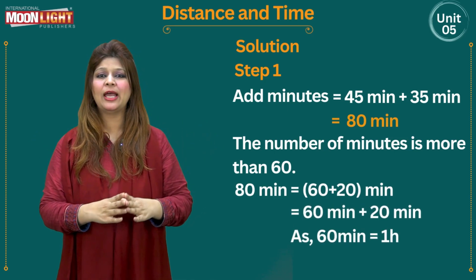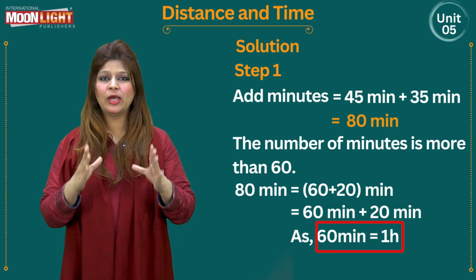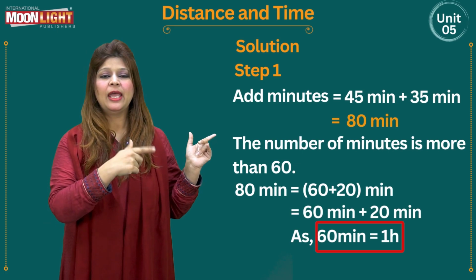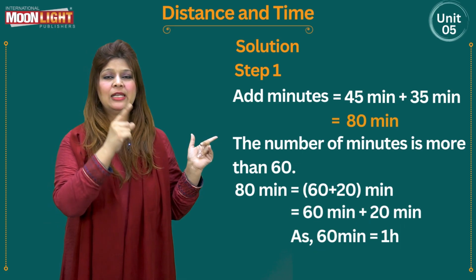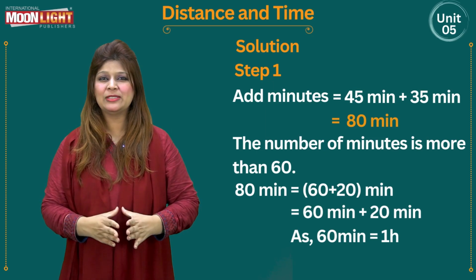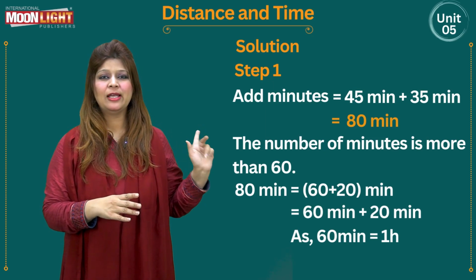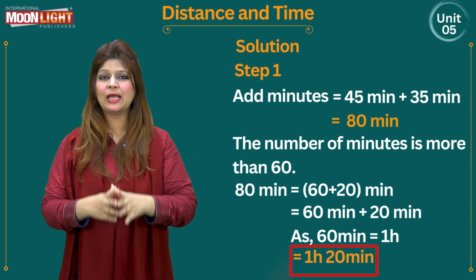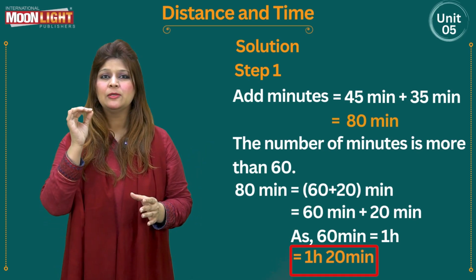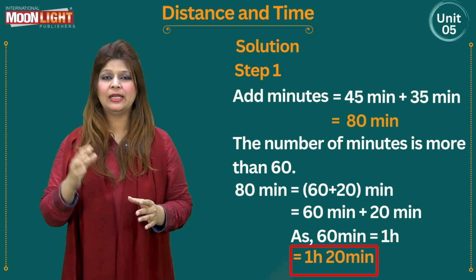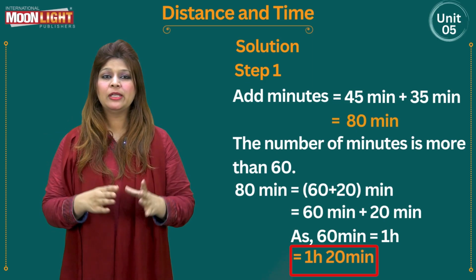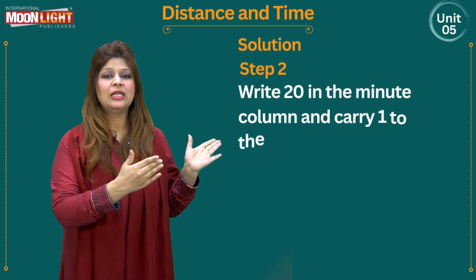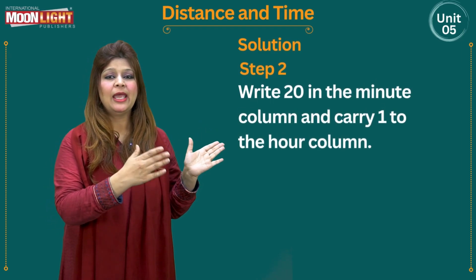As you already know, 60 minutes is equal to 1 hour. So I'm going to change this 60 minutes into 1 hour, and this 20, with the plus sign, I'm going to write down without the plus symbol. So right now my final answer is 1 hour 20 minutes. For minutes, I use the abbreviation small m, i, n.